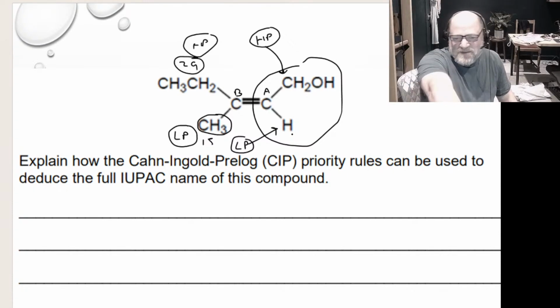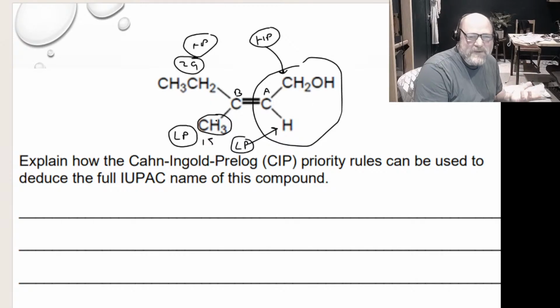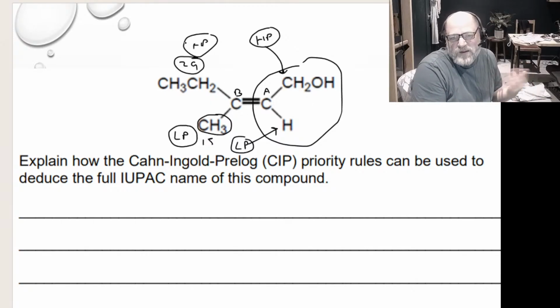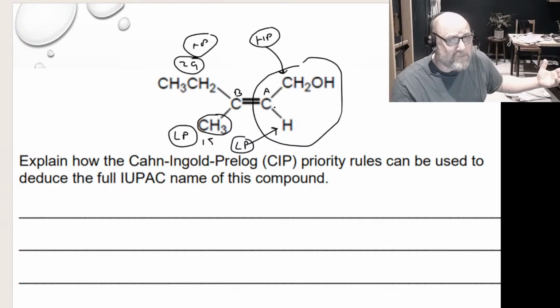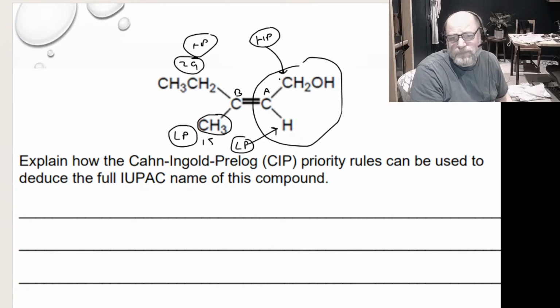My pronunciation, not right. Lower priority below, higher priority up top. So you're right, it's Z. And the discussion of that is probably worth 3 or 4 out of the 6 marks, just discussing how you worked out the high and low priority. And then the main chain is going to be pent. It's going to be pent-2-ene. Pent-2-ene, 1, 2, 3, 4, 5. 3-methyl.